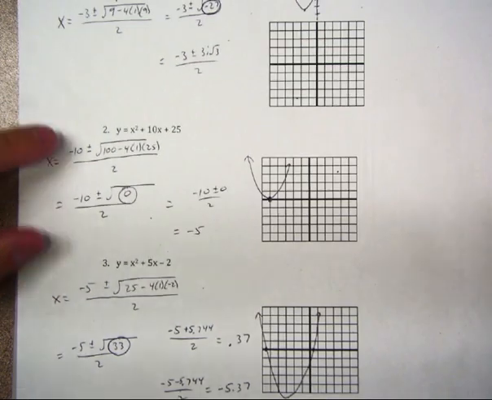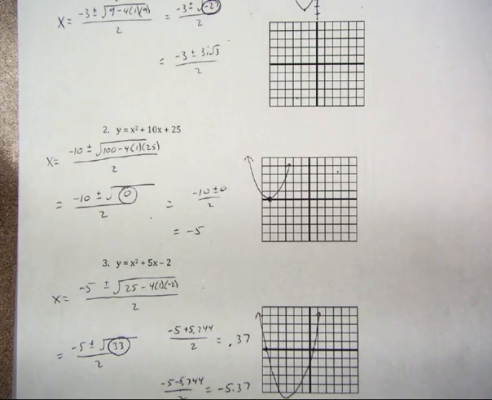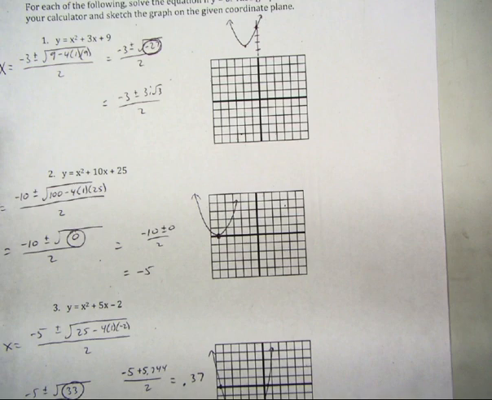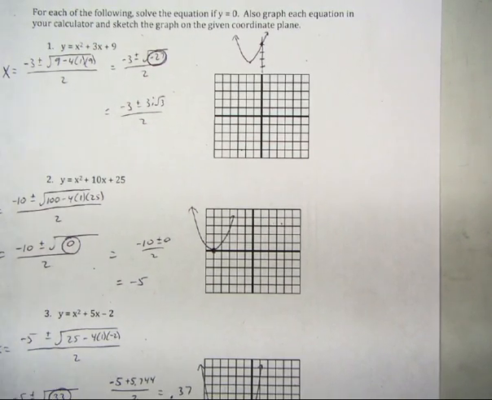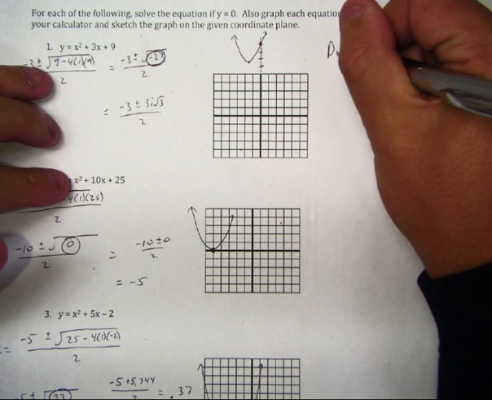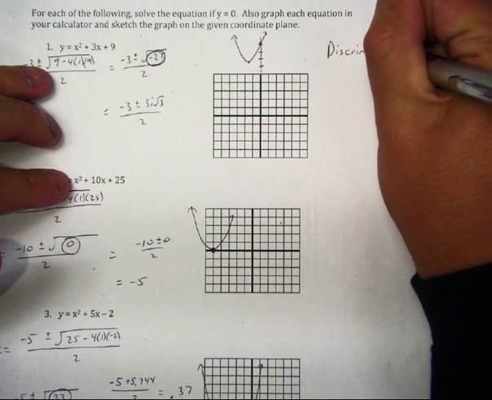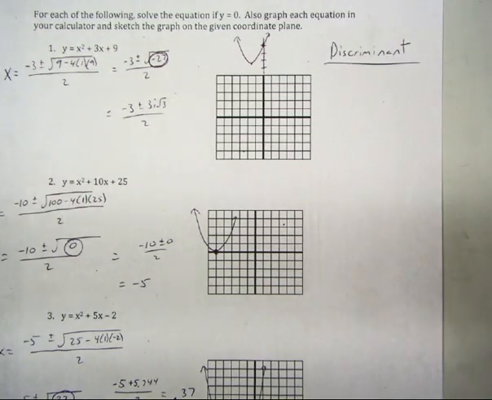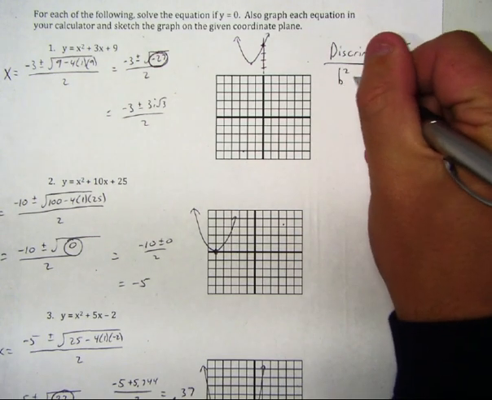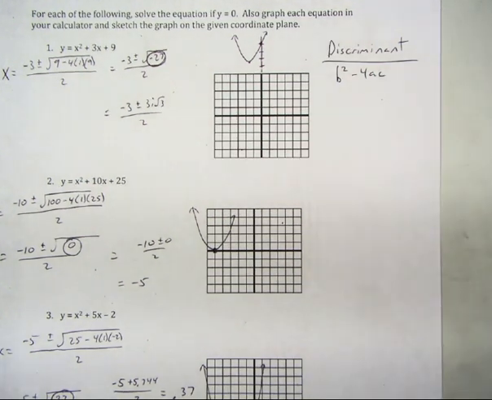That number under the square root has a special name. Now I'm going to jot some of this stuff down off to the side. The special name of the number you get under the square root, not including the square root, but just the number, is called the discriminant. That number is called the discriminant. And it's really just the b squared minus 4ac part of the quadratic formula. It's the number you get when you just perform that part of it.